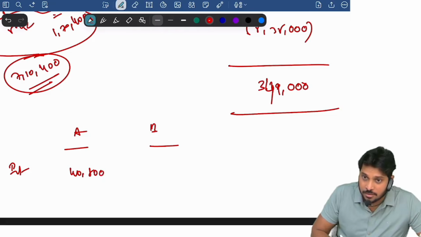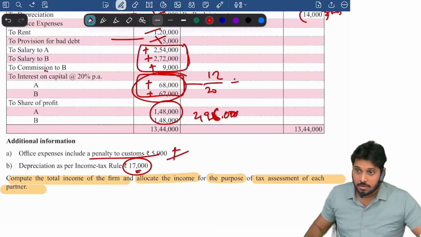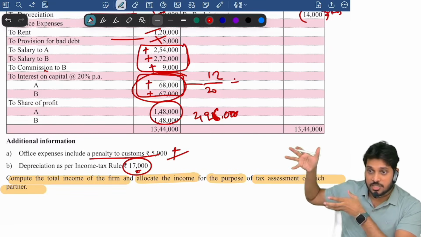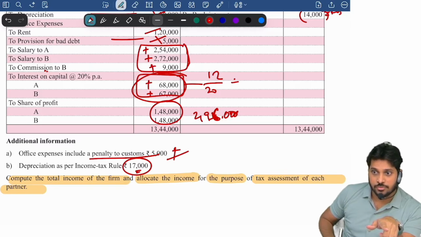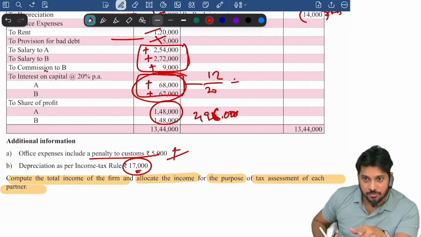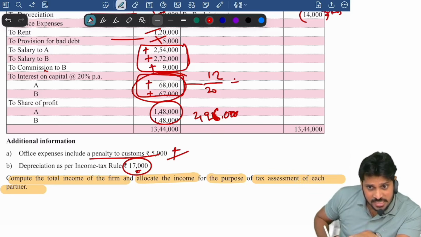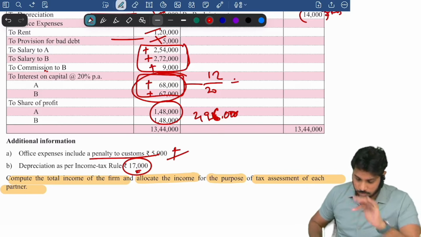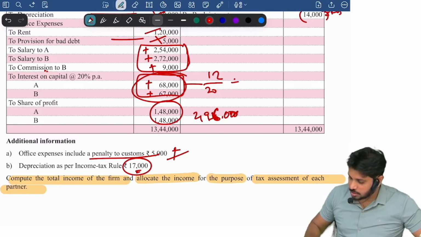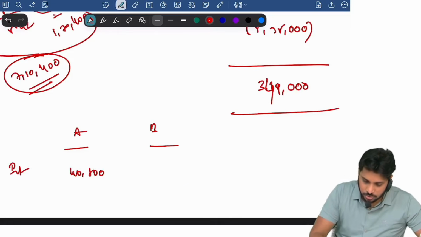40,800 is taxable. In the hands of B, remember I told you, whatever expenditure the firm got as deduction, that much is only income for you. For them it's expenditure, for you it's income. For them 12% is expenditure, for you 12% is income. Correct? Now 67,000 into 12 divided by 20 is equal to 40,200.